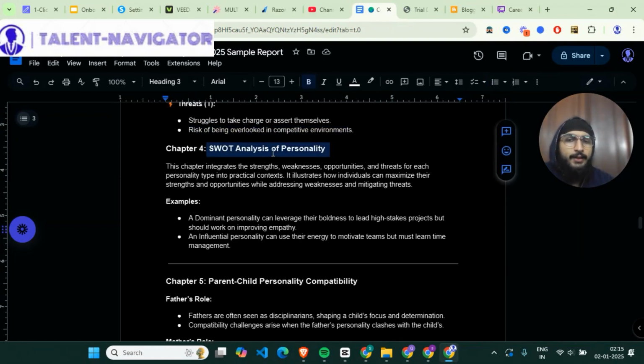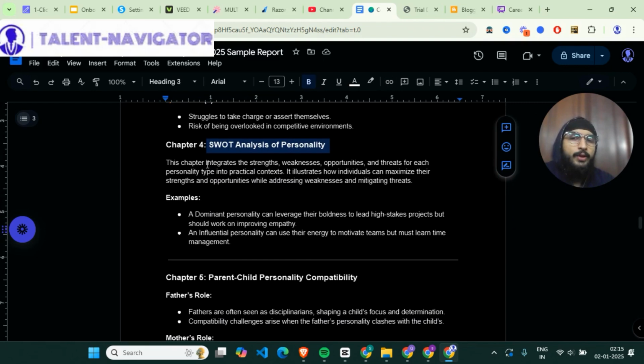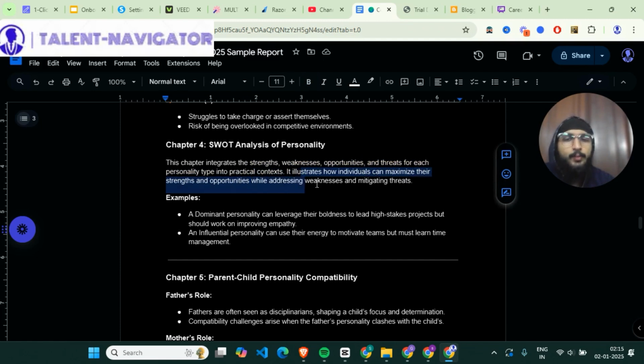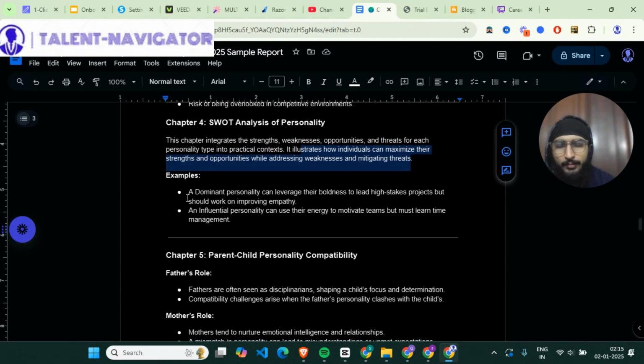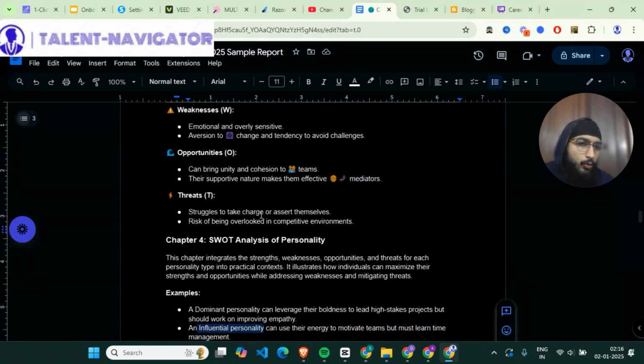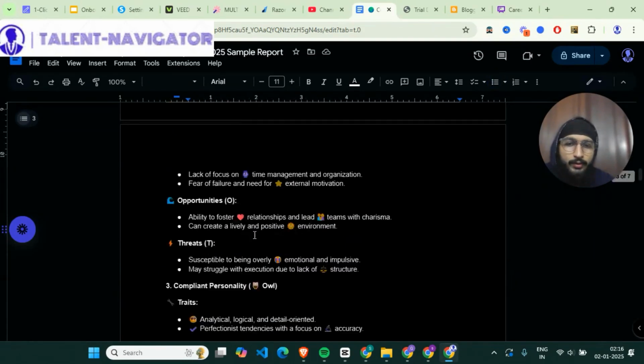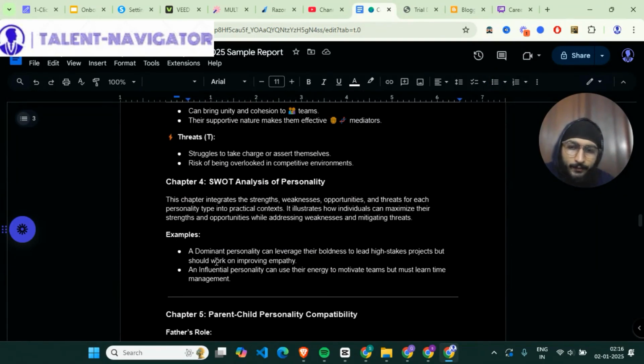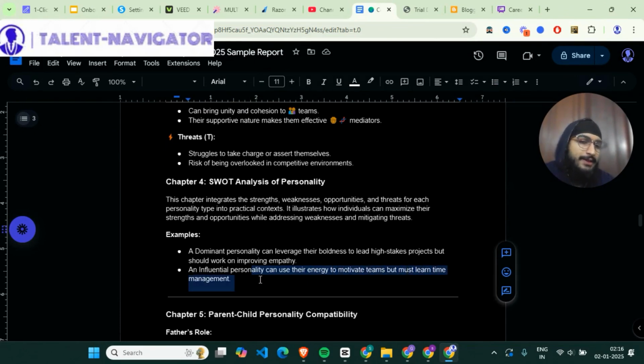Now, the SWOT analysis of personality which we just did: basically what we do in SWOT analysis is integrate the strengths, weaknesses, opportunities, and threats for each personality type into practical contexts. It illustrates how individuals can maximize their strengths and opportunities while addressing weaknesses and mitigating threats. Example: a dominant personality can leverage their boldness to lead high-stakes projects, but should work on improving empathy. The dominant personality type was the eagle, and the influential personality is the peacock. An influential personality can use their energy to motivate teams, but must learn time management.